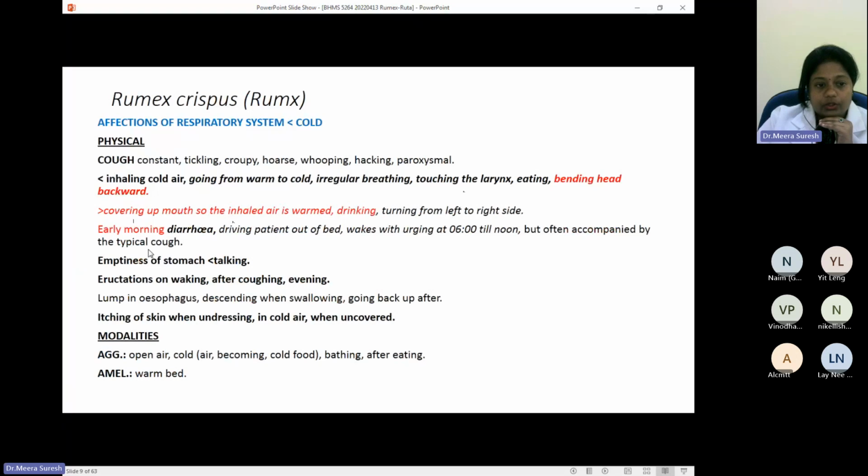Aggravation from covering up the mouth, early morning diarrhea. See this one, often accompanied by that typical cough. That's why I'm stressing it, because diarrhea plus cough is what Rumex is about. And then lump in esophagus doesn't matter. Itching of skin, we discussed that. Aggravation cold air, amelioration warmth.